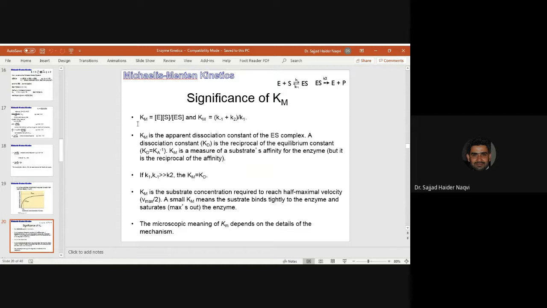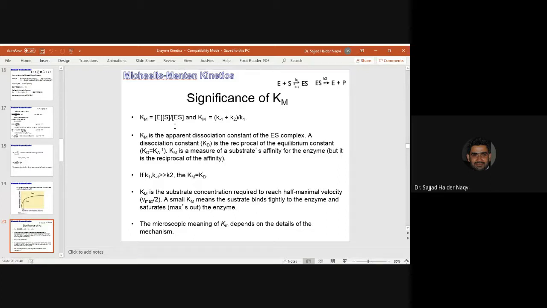So as I said, Km is equal to this one, or you can say Km is equal to enzyme times substrate divided by enzyme substrate complex. So actually Km is defined as the dissociation constant of the enzyme substrate complex. A dissociation constant is a Kd, which is the reciprocal of the equilibrium constant, which is Ka. So Km is actually a measure of substrate affinity for the enzyme, but it is the reciprocal of the affinity. Let me explain that a little bit more.